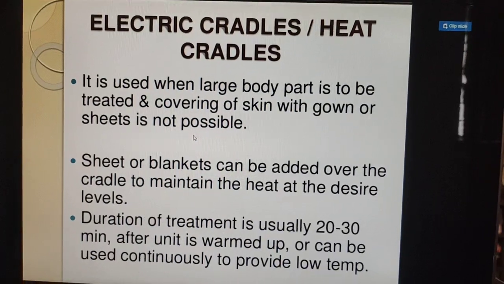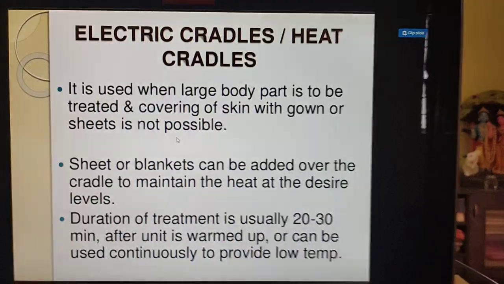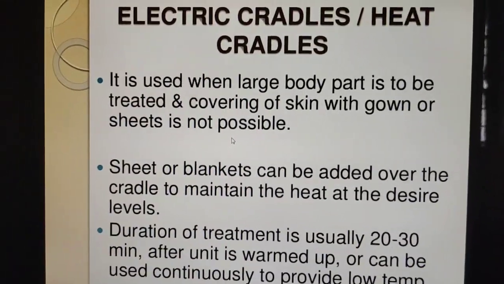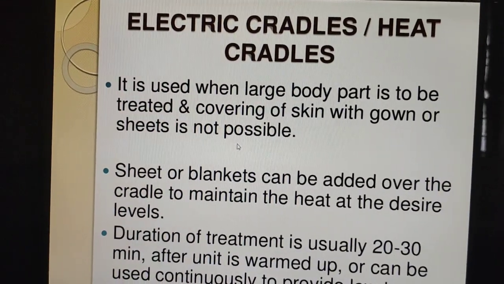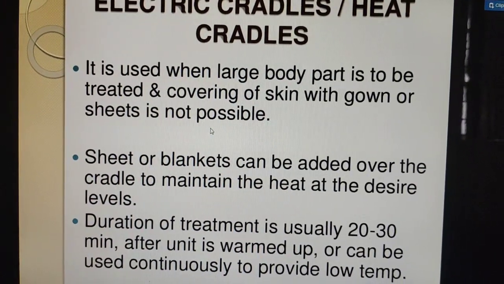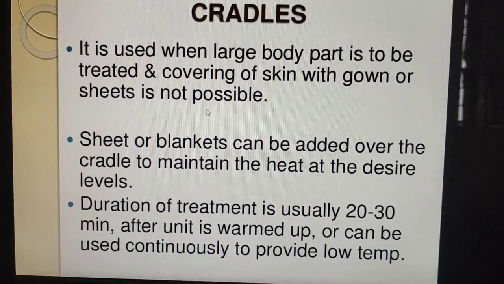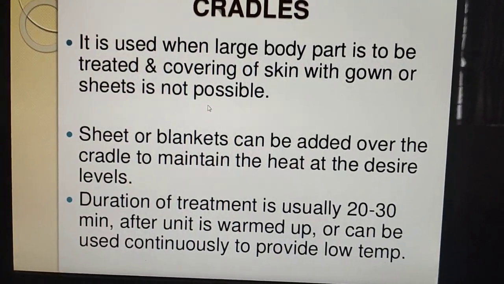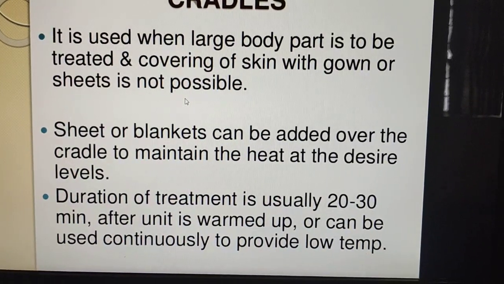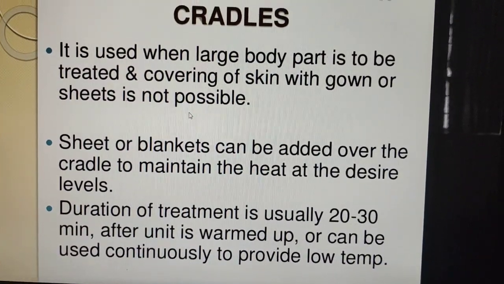Now we'll see the electrical cradle, or heat cradle. Cradle means what? The baby sleeping, what we call the cradle, you know, right? So this is the electrical cradle, big enough to cover the whole body. It is used when a large body part is to be treated and covering the skin with a gown or sheets is not possible. A sheet or blanket can be added over the cradle to maintain the heat at the desired level. If you use extra blankets, it holds the heat for a long time, isn't it? The duration of the treatment is 20 to 30 minutes.